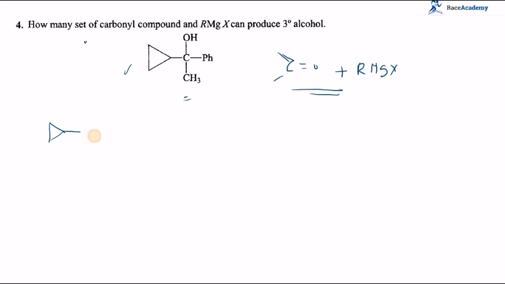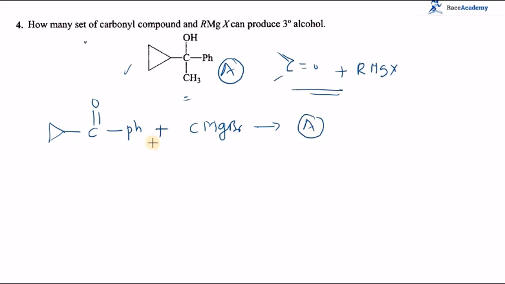observation, we can tell that if you take a carbonyl compound with carbon oxygen double bond and one phenyl group here, this carbonyl compound if you treat it with methyl magnesium bromide, you will get the given product. Suppose I am taking this as A. I am taking A. So I am writing A. You will get A.